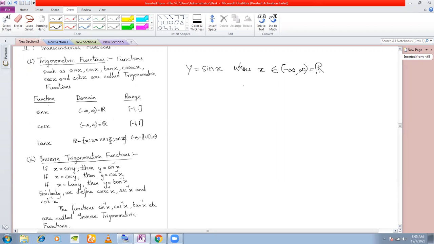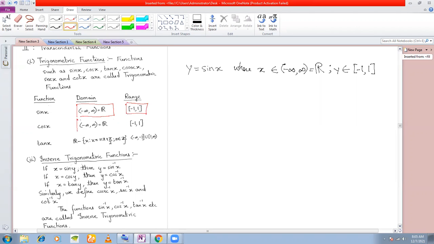And range always has to lie between -1 and +1. Okay, so y will always lie between -1 and +1. So please remember this, that for y is equal to sine x, you have domain as minus infinity to infinity and range as -1 to +1. That is, x can take any real value, and the value that y can take is between -1 and +1.